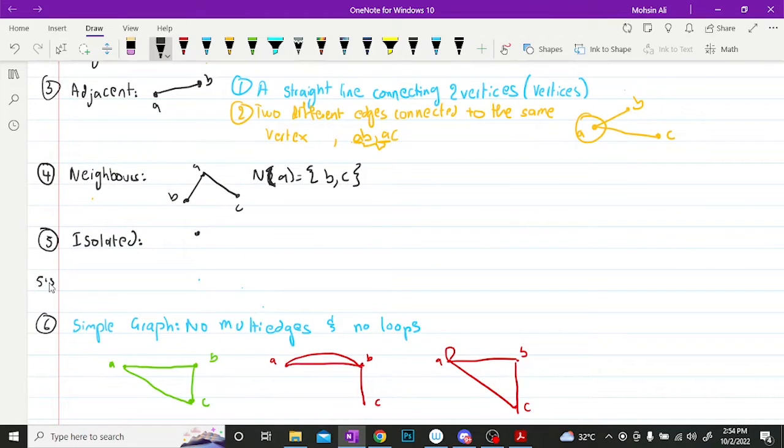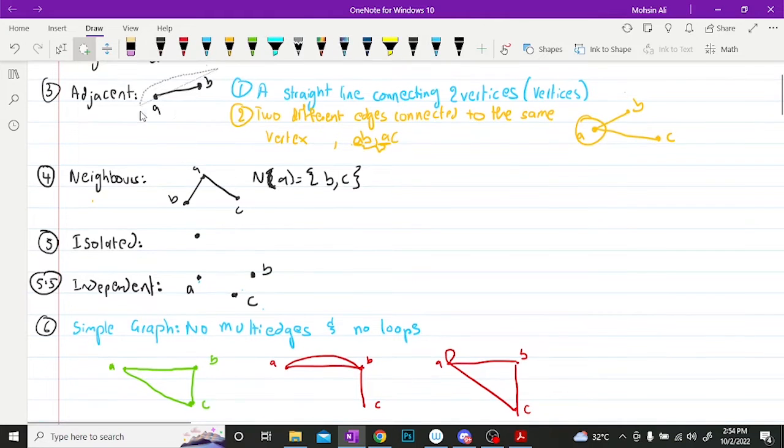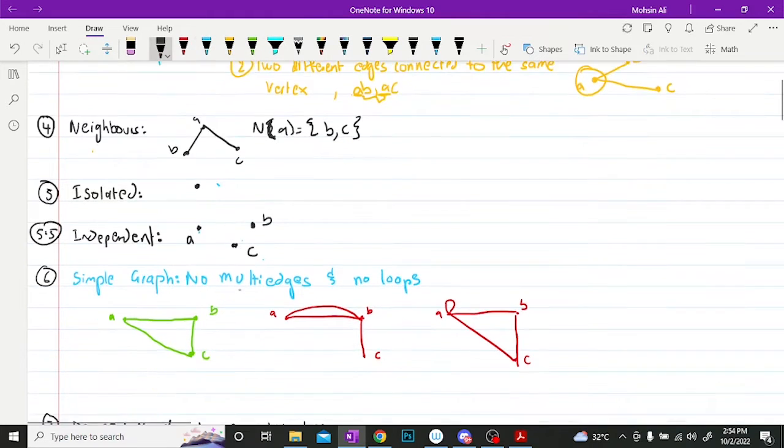There's another one called independent as well. Isolated basically means, let's do independent first. In independent, if I have this example, A, B, and C, and if I connect them in this manner, then I can say that A is adjacent to B and A is adjacent to C. But you can see that there's no edge connecting B and C directly. There's no edge between them. So we say that B and C are independent.